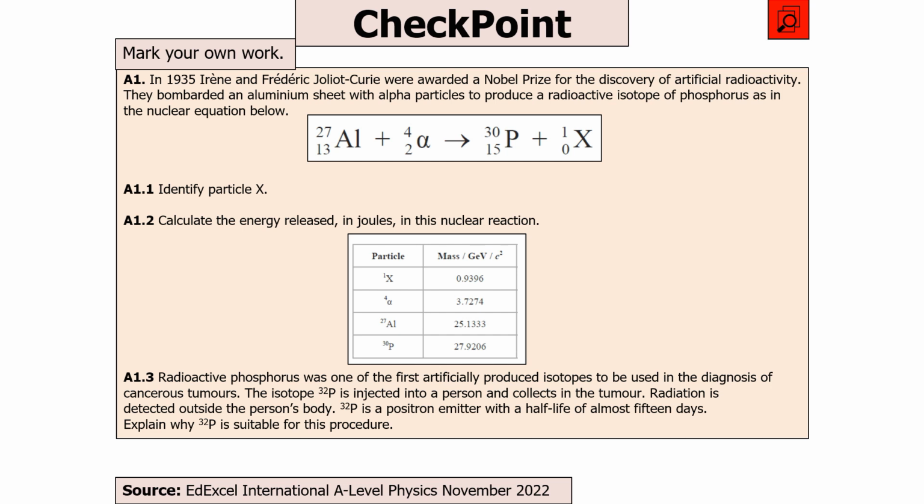Right, in this first one, we can see that X is going to be a neutron, because it's got a nucleon number of 1 but a proton number of 0, so it must be a neutron.